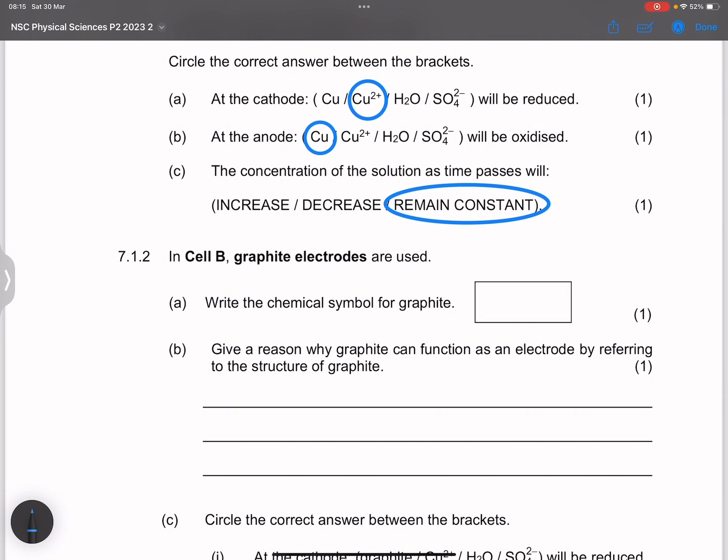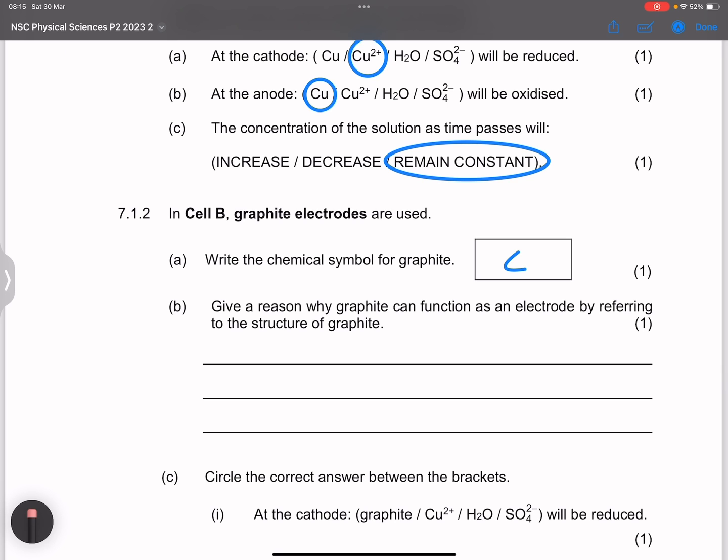All right, now we're going to cell B. So they say write down the chemical symbol of graphite. Remember, graphite is nothing else but carbon, our good friend carbon there. And they say give a reason why graphite can function as an electrode by referring to the structure. So remember that graphite, or rather carbon, has free electrons, or you can even say delocalized electrons, right? So that's why we would use graphite.